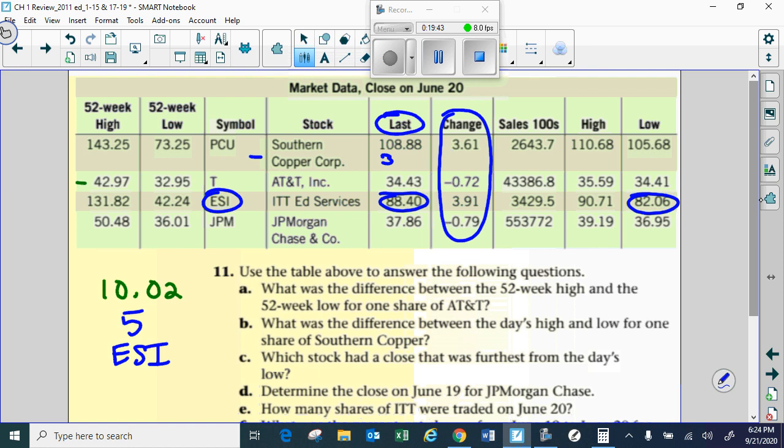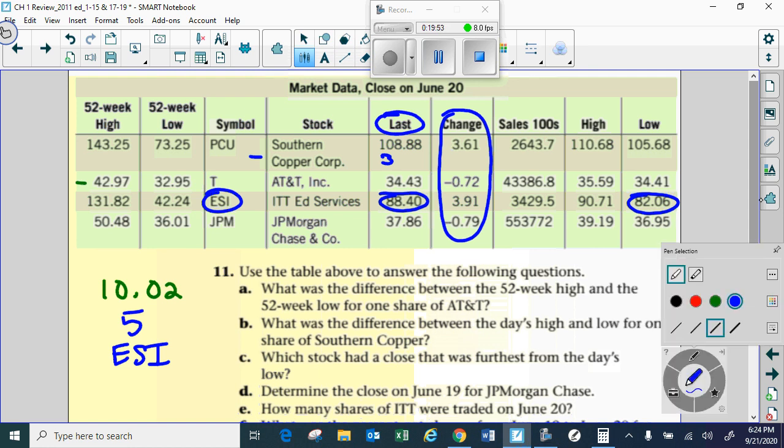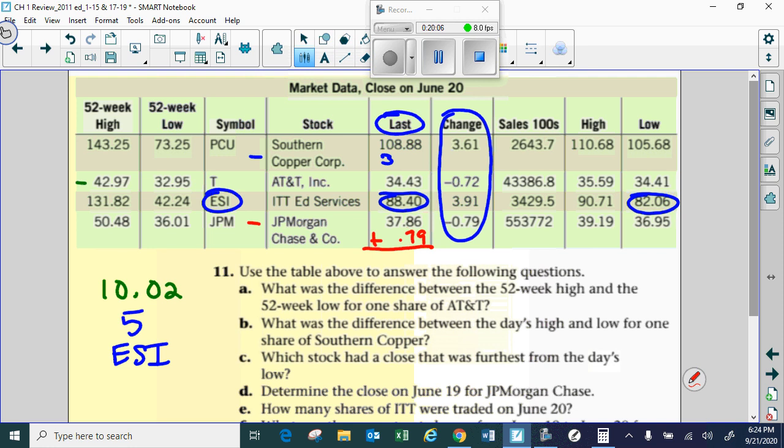Okay, so it says which stock had a close. No, that was C, where we did that. Determine the close on June 19th for JP Morgan Chase. Do a different color. Here we go, right here. Go red this time. So we're doing JP Morgan Chase now. And since it went down, we add 79 cents to it to get the close the day before. So 56.38, 65. That was D.